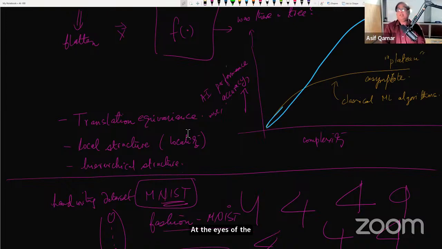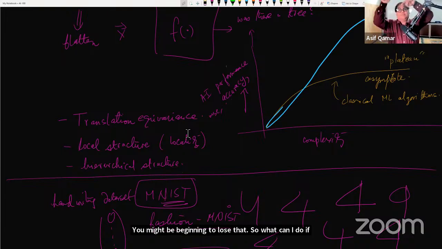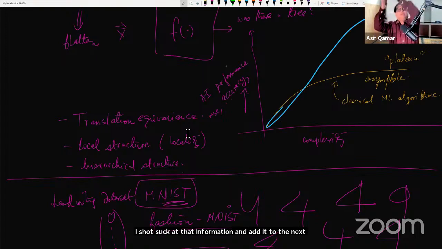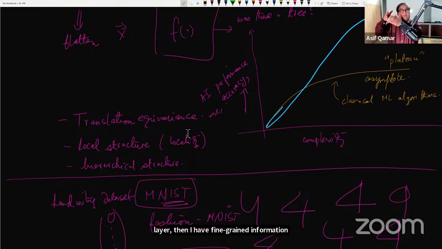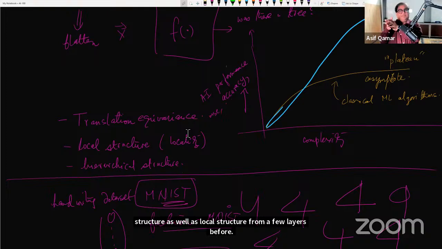But one of the things you might be losing is maybe the beauty, the specific details and the roundness of the eyes or whatever it is, right? You might be beginning to lose that. So what can I do? If I short circuit that information and add it to the next layer, then I have fine-grained information as well as coarse-grained, zoomed out information now. Do you see that, right? I have a little bit more global structure as well as local structure from a few layers before coming and adding to it. Does that make sense?